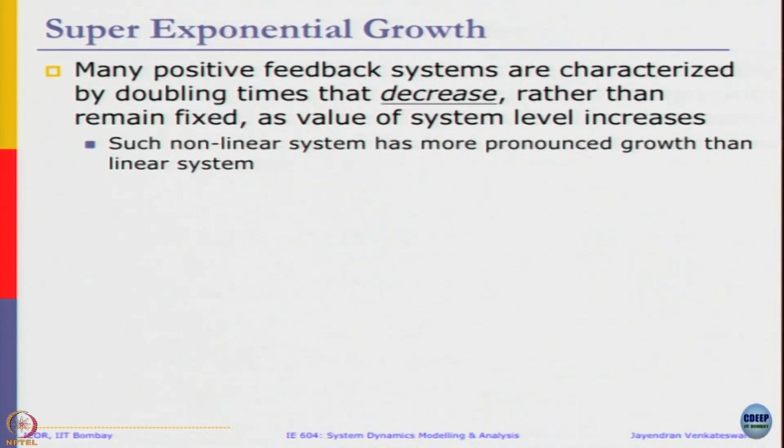What is super exponential growth? Many positive feedback systems are characterized by a doubling time that decreases rather than remaining fixed as the system level increases. If doubling time is constant, that means you are having an exponential growth. After every 5 time units, your level value, the stock value, became 100, then 200, then 400, then 800. After every 5 years, the doubling time is constant.